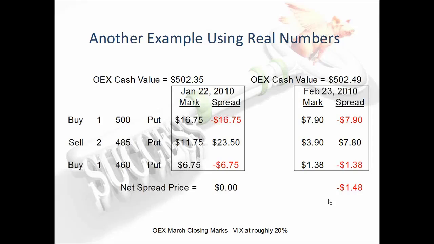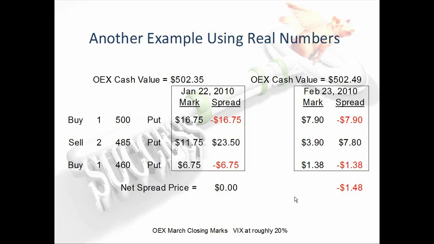So if someone's willing to pay $1.48 for this broken wing butterfly, and we can sell it out to them and receive $1.48, what's really happened is the butterfly that we put on for 0 is now being sold at a $1.48 credit. We made $1.48, and what has happened? Nothing. Volatility didn't change between those two time periods. Cash didn't change between those two time periods. The only thing that changed was time. We made money on time.